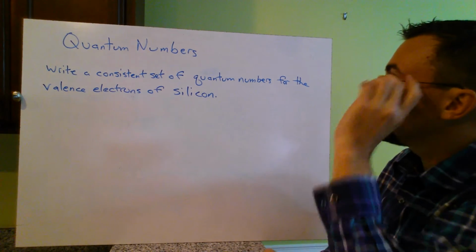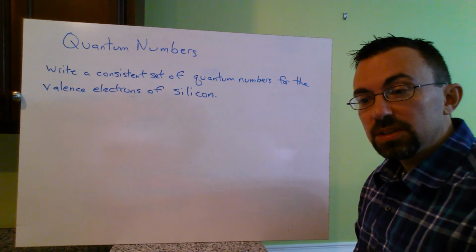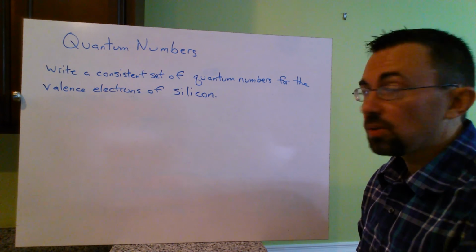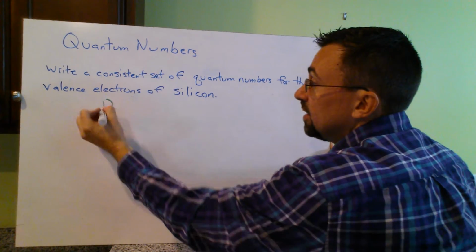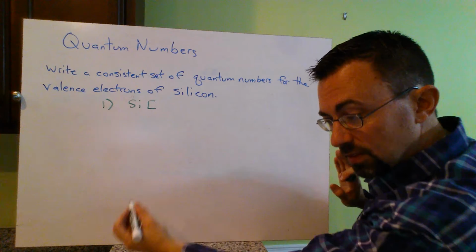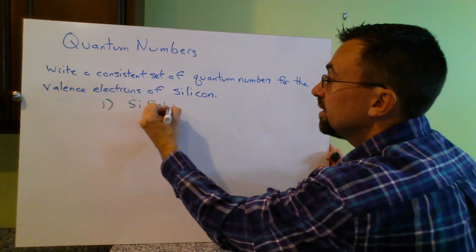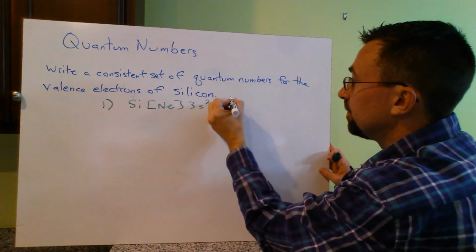Okay, quantum numbers. Write a consistent set of quantum numbers for the valence electrons of silicon. I like to put this on the test. When you see this question, I want you to go through and do essentially 4 things. Number 1, write the noble gas configuration for silicon. So I find silicon, I go back on the periodic table, I find neon, 3s2, 3p2.